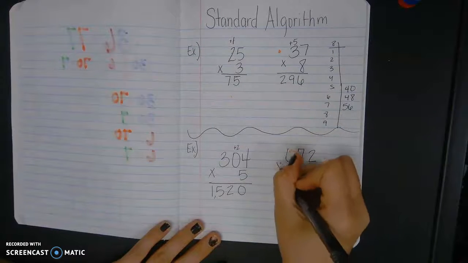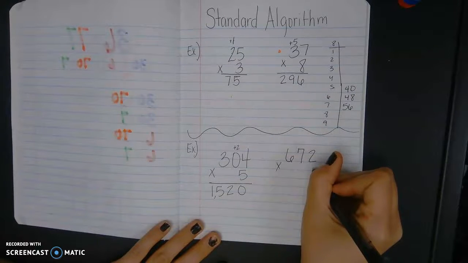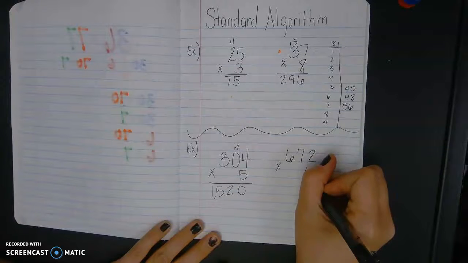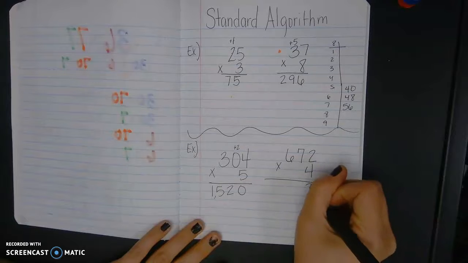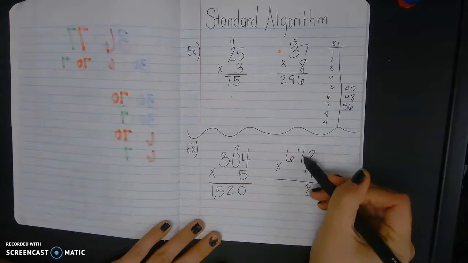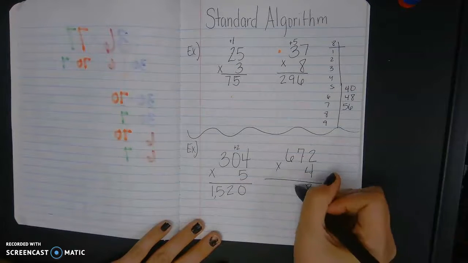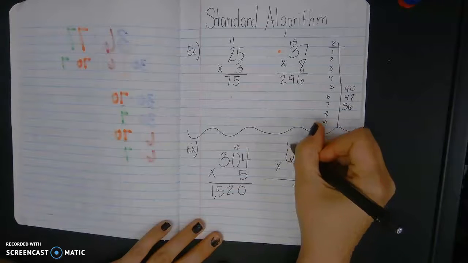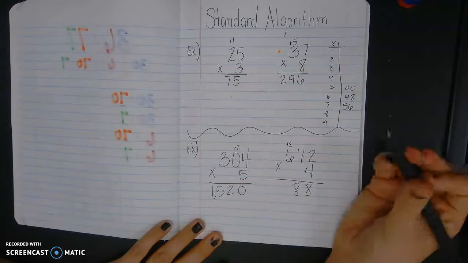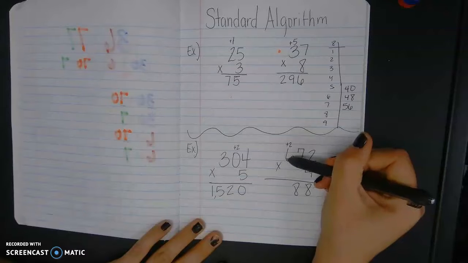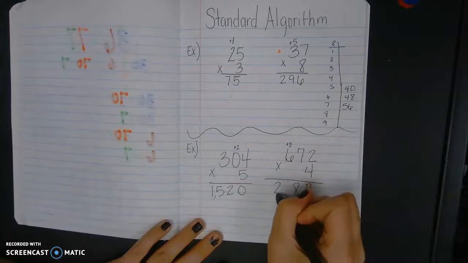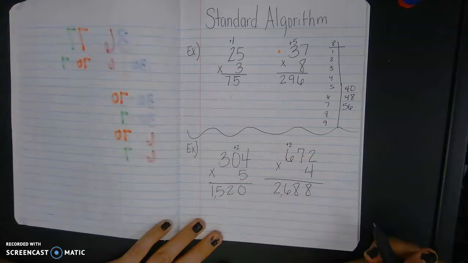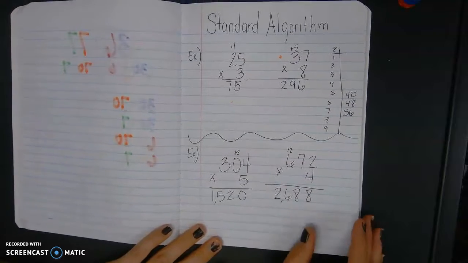672 times, I don't know, 4. All right, 4 times 2 is 8, and then I do 4 times 7, which is 28. So I just put the 8 here, and I bring my plus 2 over to my hundreds place. 4 times 6 is 24. 24 plus 2 gives me 26. So 2,688. All right, so now let's go into our thousands.